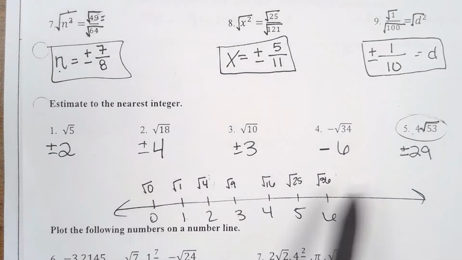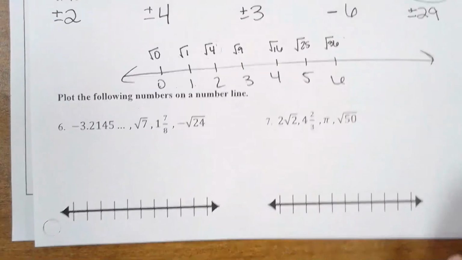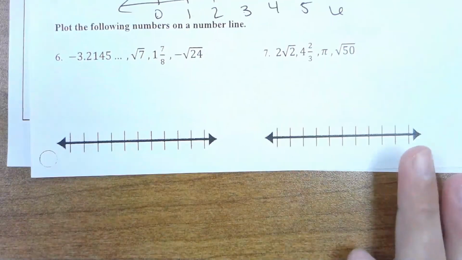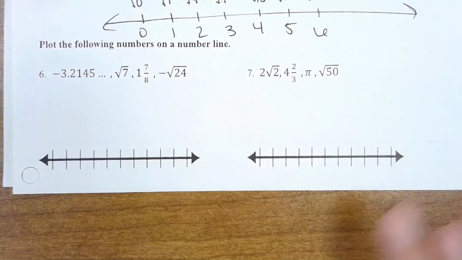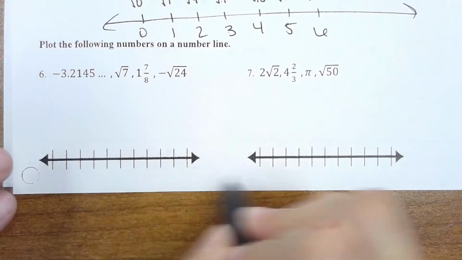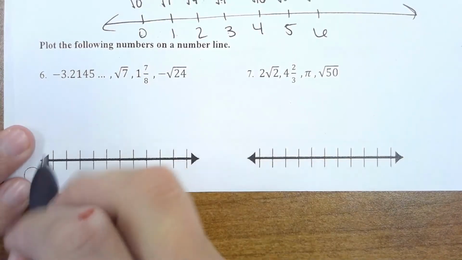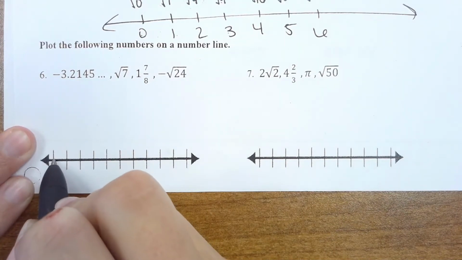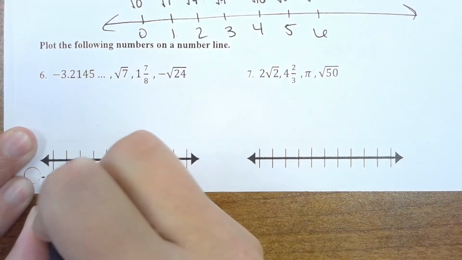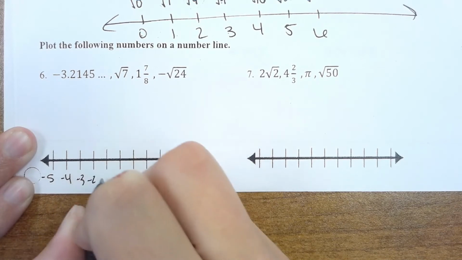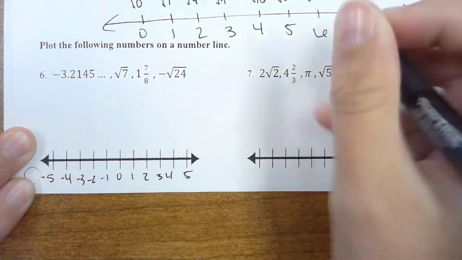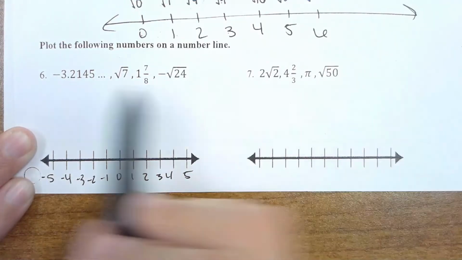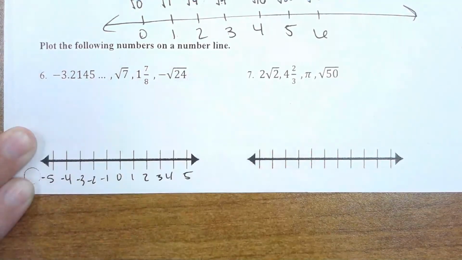All right, so we are going to use this to plot numbers on the number line. And let's see where they want us to plot them. I'm going to assume that this is -5. So -5, -4, -3, -2, -1, 0, 1, 2, 3, 4, and 5. Yep, I believe that's how they want us to plot this one, just looking at the numbers.